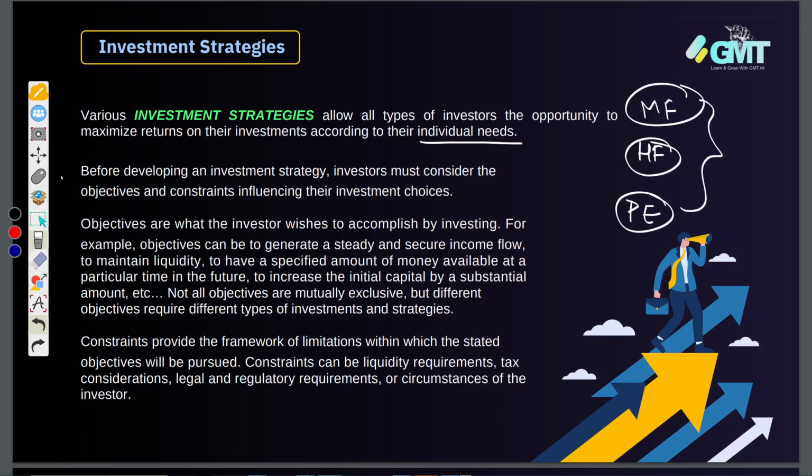Correct? Then, before developing an investment strategy, the investor must consider the objectives and constraints influencing their investment choices. So first is your individual needs, second is investment choices, and objectives are what the investor wishes to accomplish by investing, meaning by investing what you want to achieve. Sometimes an investor is looking for a handsome amount at the age of 70, or, for example, you have a plan in place where you want to fund your kids' education, right?